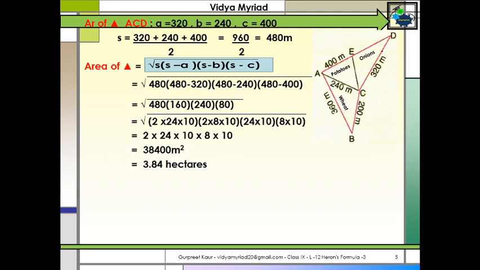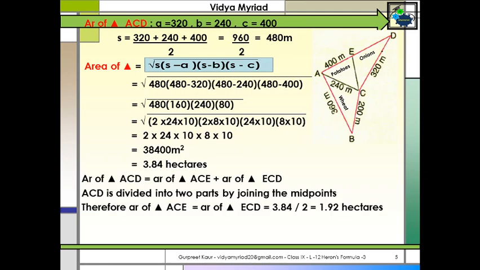And in the question we are told that E is the midpoint on AD and it is joining with C, which means the area of potatoes and areas of onions will be equal. So I can simply divide this by 2 to find out the area of potatoes and onions, which comes to 1.92 hectares. So potato area is 1.92 and onion area is also 1.92 hectares.